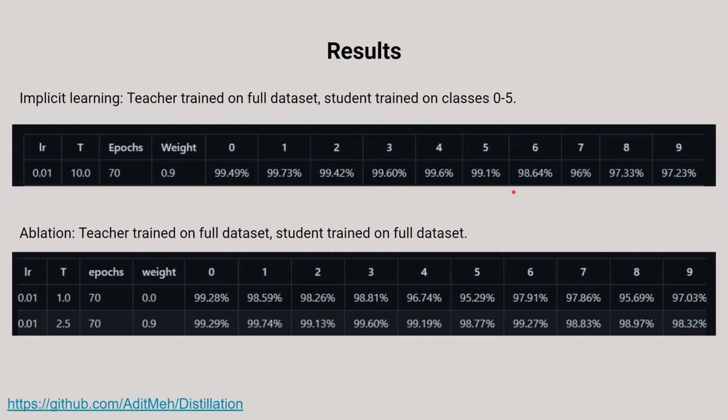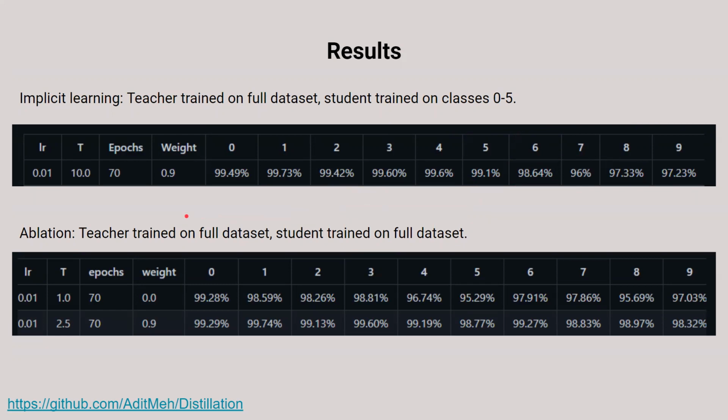Even though it was not directly trained on those classes during training, the fact that it saw samples from these classes, with the soft labels, gave it enough information to distinguish between images from the classes it was trained on and the classes it wasn't. So its accuracies were actually pretty good, even though it never saw those in training.